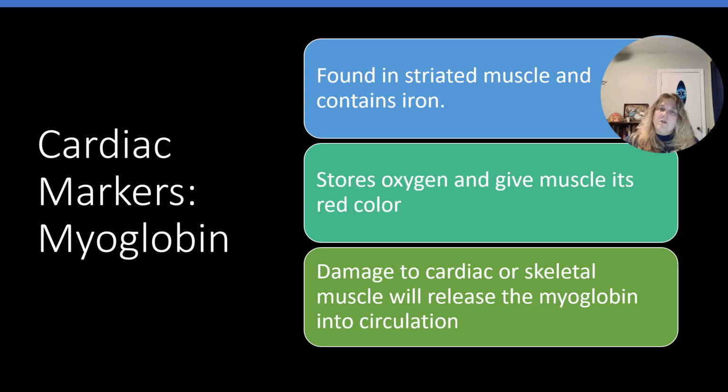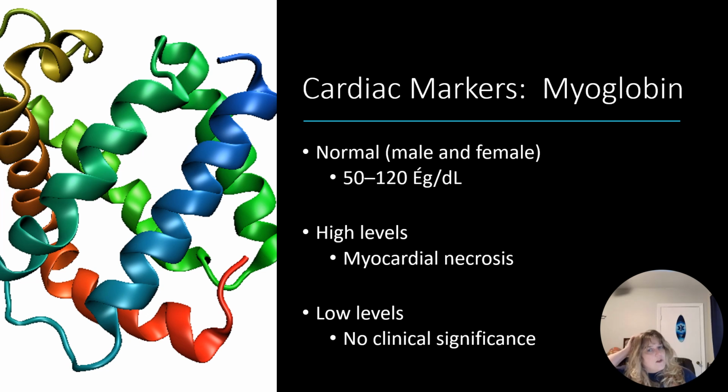Now, your myoglobin is found in striated muscle. It contains iron. It stores oxygen, gives the muscle the red color. So if you have damage to cardiac or skeletal muscle, it's going to release myoglobin into the circulation, just like with everything else we've seen so far. So with myoglobin, a normal level should be somewhere between 50 to 100.